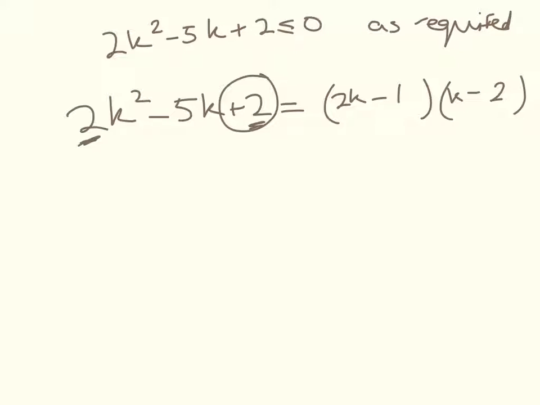So just by looking, I'm going to plonk the 2 there and the 1 there. Now let's just check that that works. We get 2k squared minus 1k minus 4k, so that's nice, plus 2. So that's that part done.